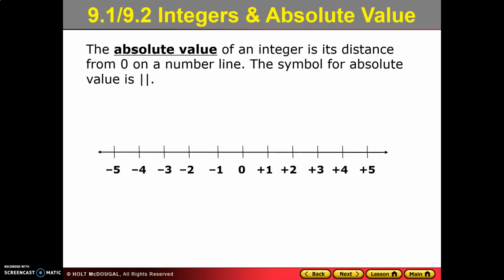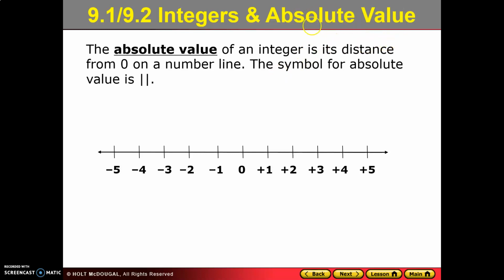The difference with this is that we're talking about distance. The key word here is distance. When you are measuring distance, can you ever have a negative distance? No, it's always positive. So our absolute value answers will always be positive. No matter what's inside the absolute value symbol, it's going to be a positive answer.